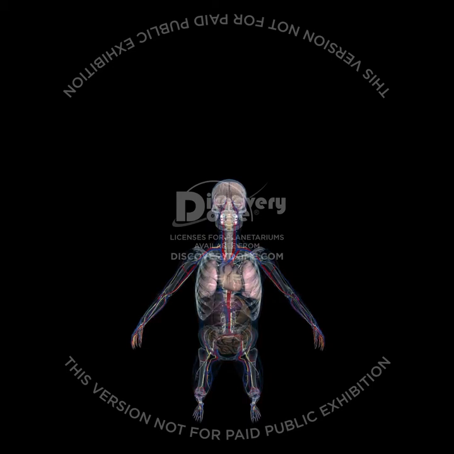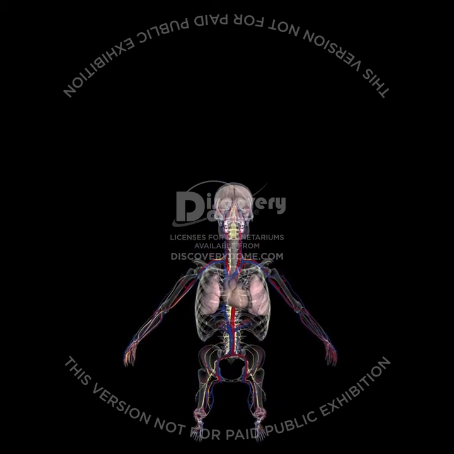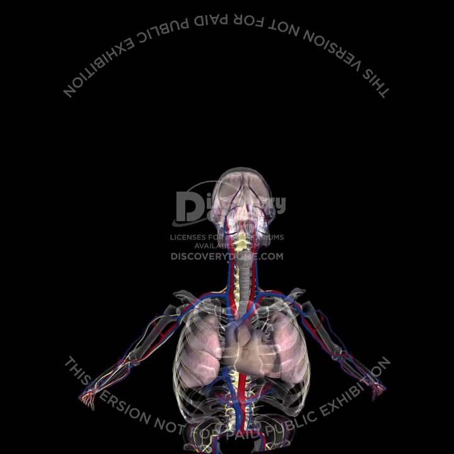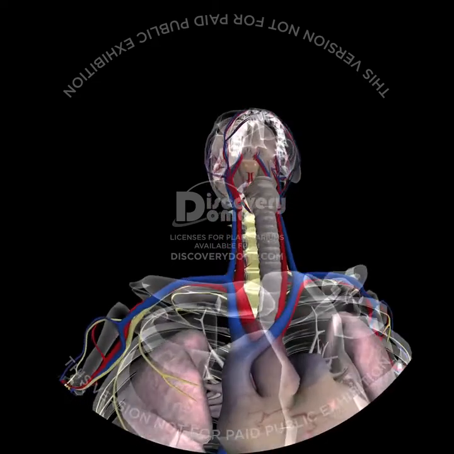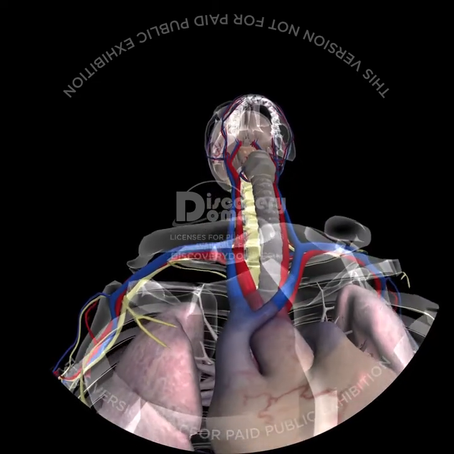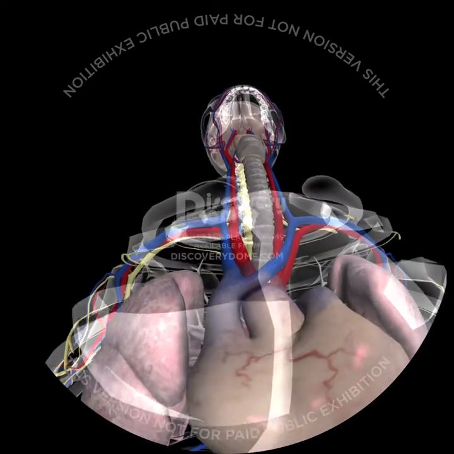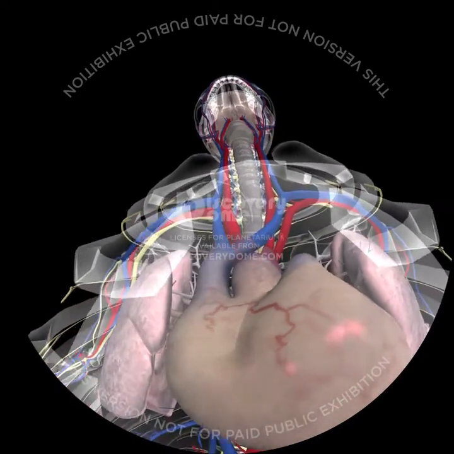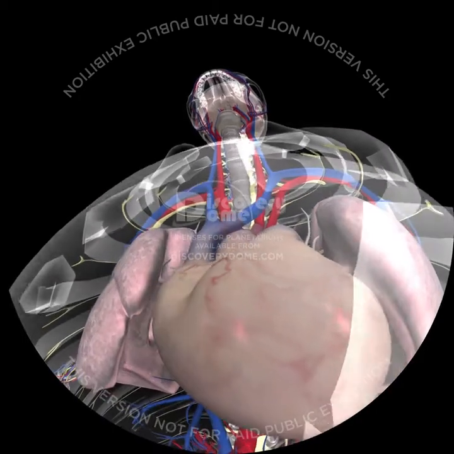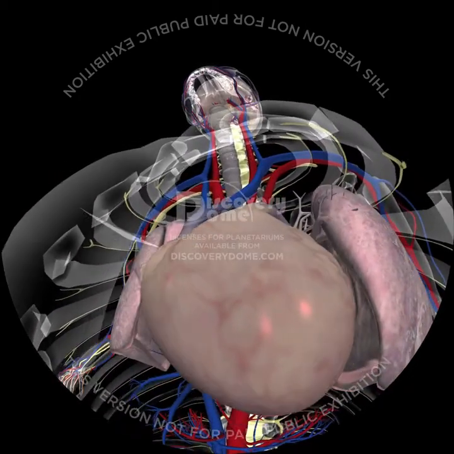Buried within the rib cage is the most critical of all muscles, the human heart. The heart pumps blood through arteries, capillaries, and veins to provide every cell with oxygen and nutrients. To carry oxygen to cells, blood must flow from the heart to the lungs and back to the heart again.